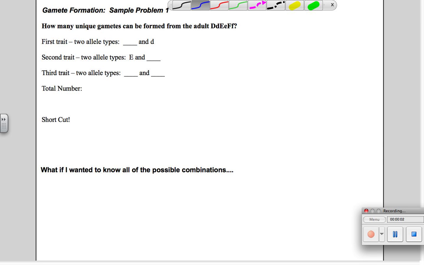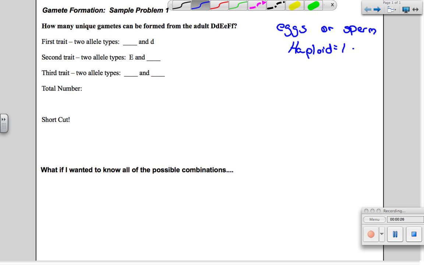All right, now we're going to consider how gametes are formed. Remember that gametes come in two types in humans. We have either eggs or sperm. And gametes are haploid, meaning that they only have one set of chromosomes.